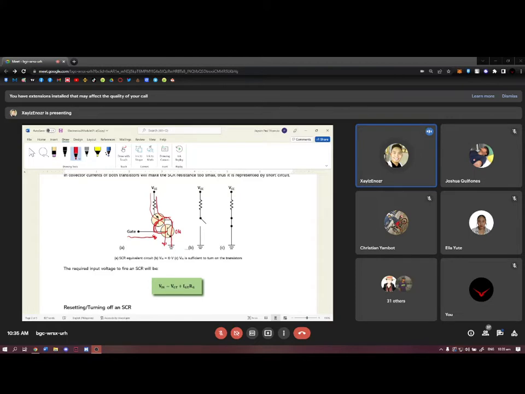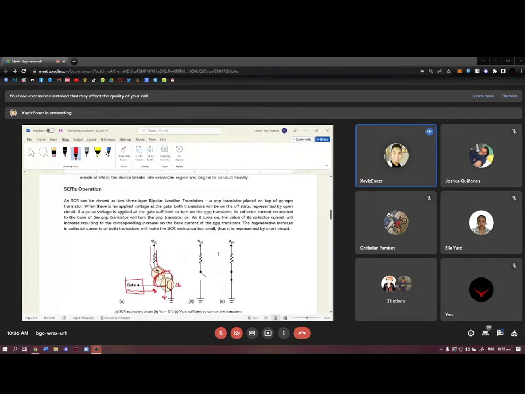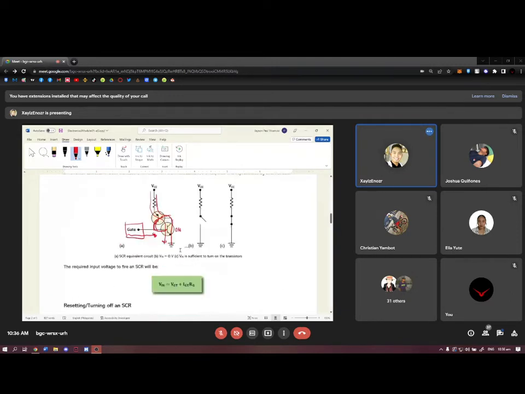Ibig sabihin, once na ma-turn on mo si SCR, okay, kahit tanggalin mo tong gate, hindi mawawala yung pagka-fire or pagka-on ng ating SCR. Kasi nga, meron siyang tinatawag na regenerative increase in current.